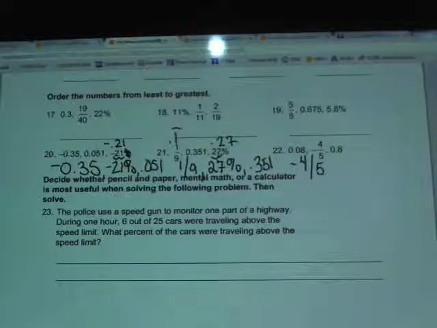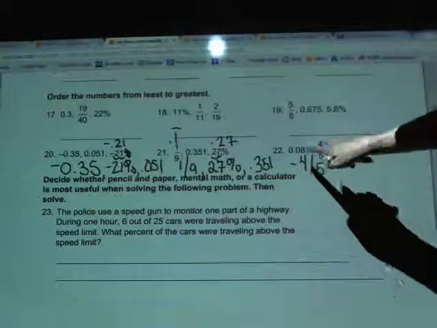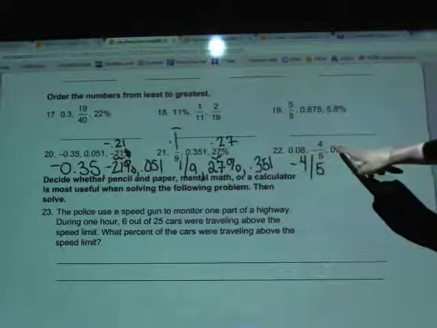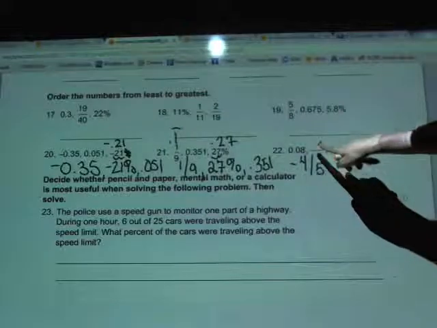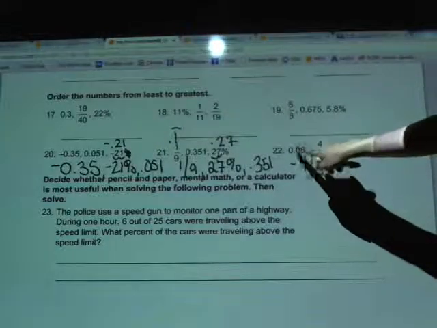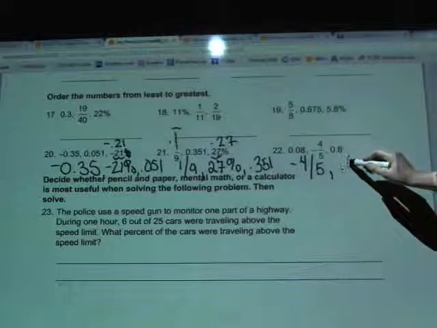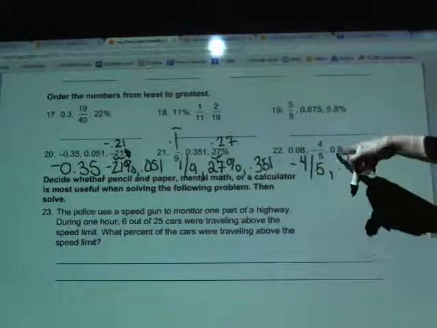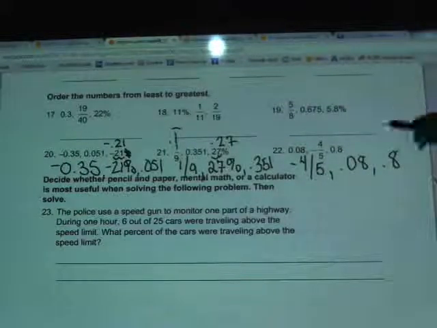So now it's just a matter of me putting 0.08 and 0.8 in order. Well, after the decimal, this one starts with a 0. After the decimal, this one starts with an 8. Well, obviously 0 is smaller, so this one's going to be in the middle here, and 0.8 is going to be the largest. And you'll do the same thing in 17, 18, 19. Again, probably want to convert these all to the same form, probably a decimal, and then put them in order from least to greatest.